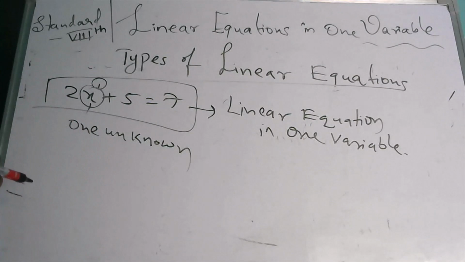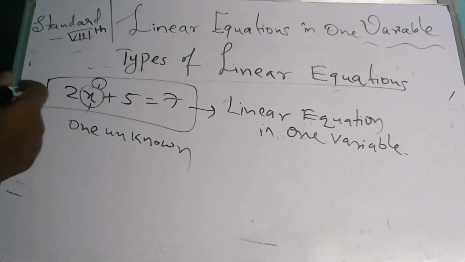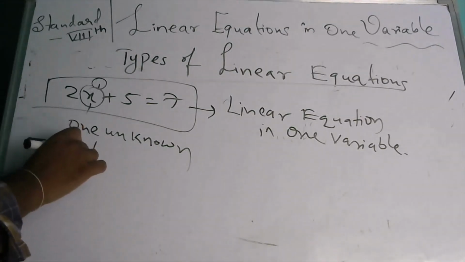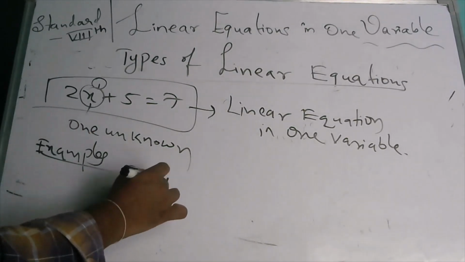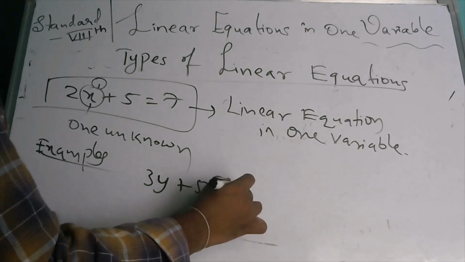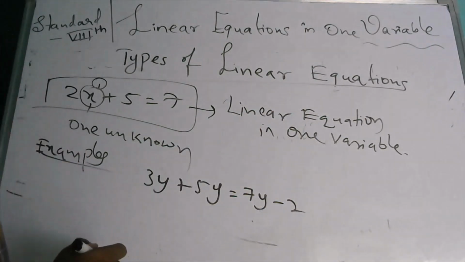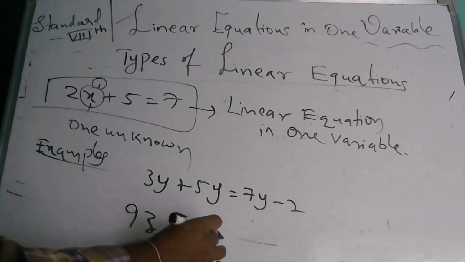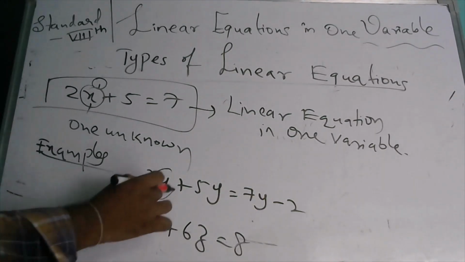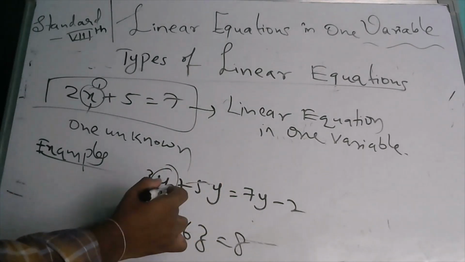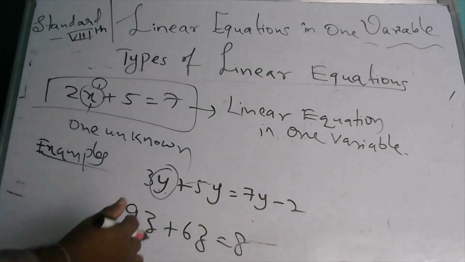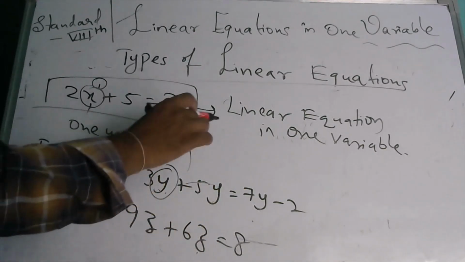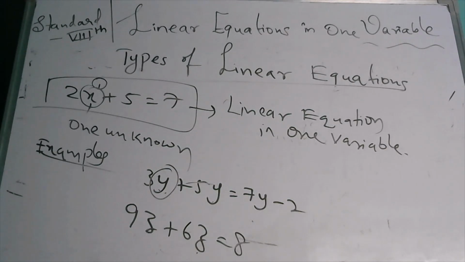In place of x, you may have y, you may have z. Some more examples are here. 3y plus 5y is equal to 7y minus 2. Or else 9z plus 6z is equal to 8. So here y is the only variable involved. Here also z, only one variable. These all come under linear equation in one variable, right?